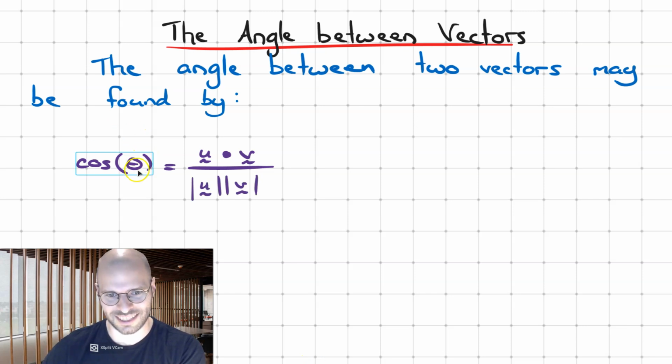The cosine of theta, so angle theta, is equal to the dot product of vectors u and v, all over the product of the magnitudes of vectors u and v.